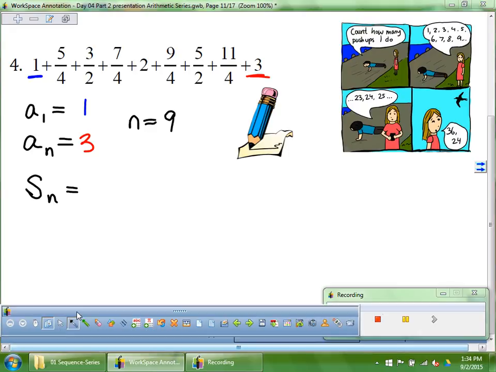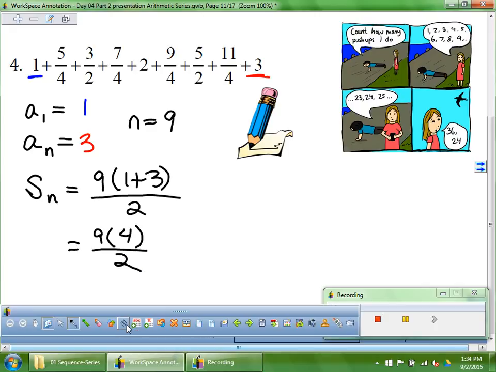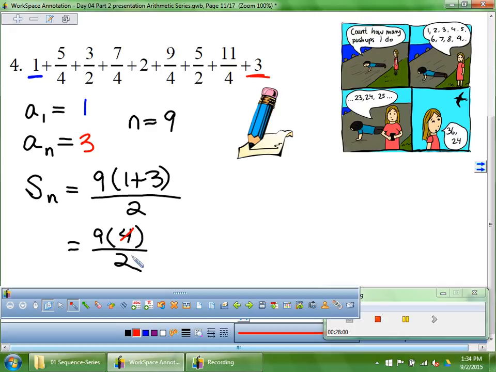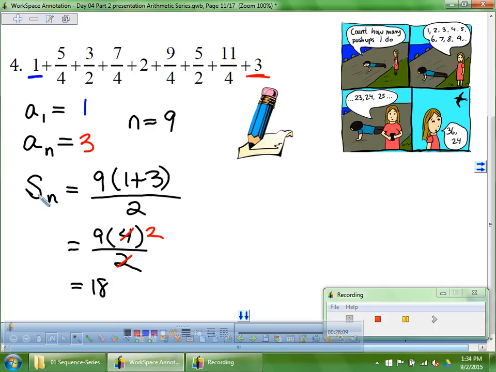So I'm going to add my first term and my last term, times how many terms there are, and divide by 2. The total sum. S sub n means my total sum. Okay, questions?